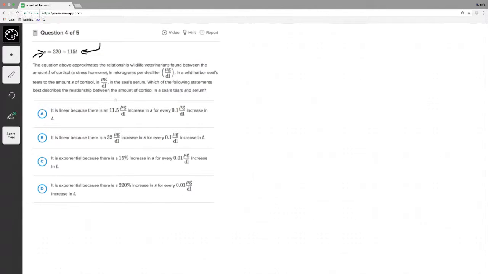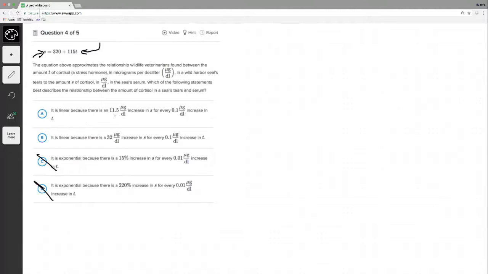Which of the following best describes the relationship between the amount of cortisol in a seal's tears and serum? They want to know, is it linear or exponential? I can tell you right off the bat, this is a linear equation. There's no exponent attached to T. Well, there is actually, it's an exponent of 1, but that means it's a linear relationship. So whatever says exponential, we don't care about. It is linear. Now let's read the details.